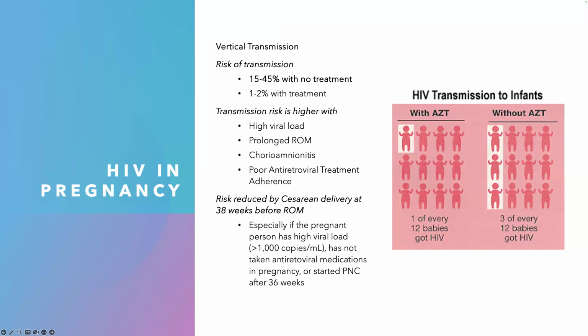If somebody has not taken their medications or they started their prenatal care after 36 weeks, then we are going to recommend a C-section. But otherwise, they can have a vaginal birth. And really, transmission of HIV in pregnancy to the fetus has changed dramatically since we use antiretroviral therapy.